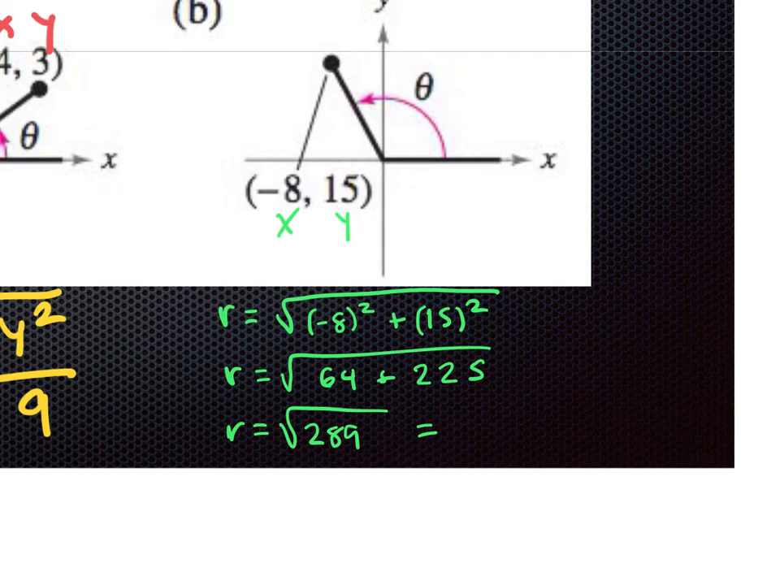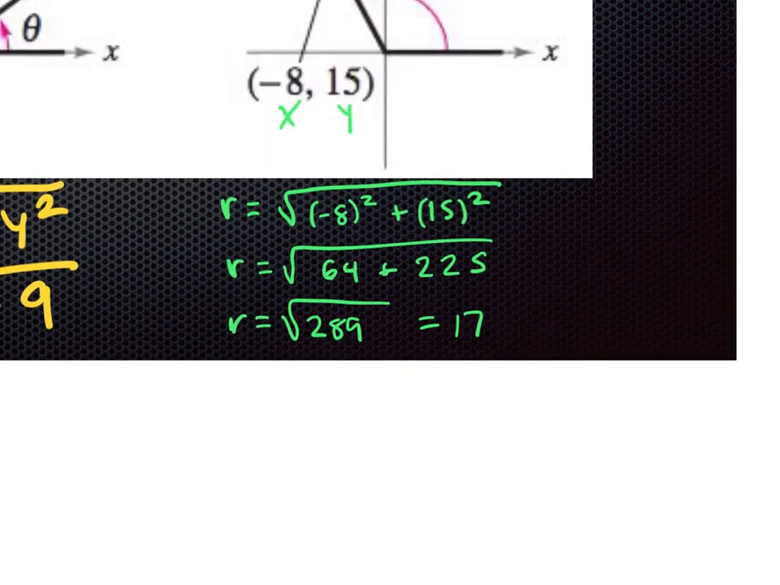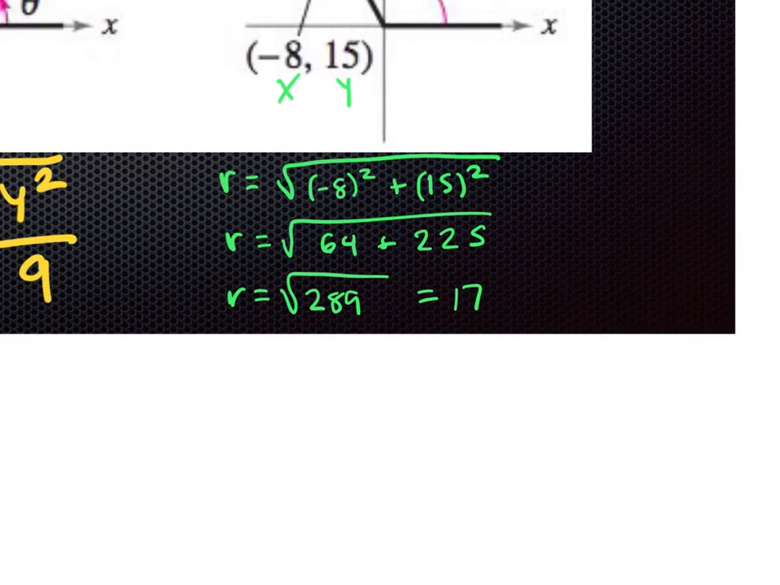Olivia says 17. Do we all agree? Yes. So r is 17. Now we plug everything in. First we need to find the sine of theta. Sine is y over r. So what would our sine be?